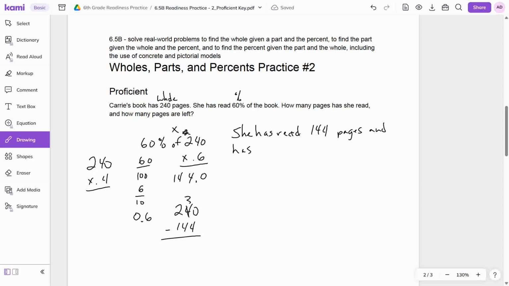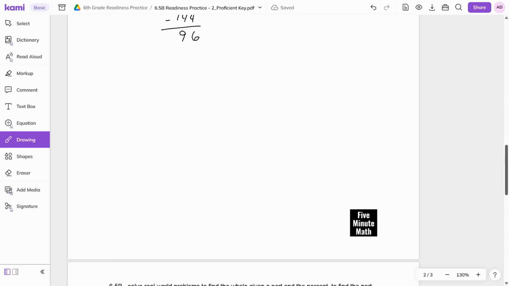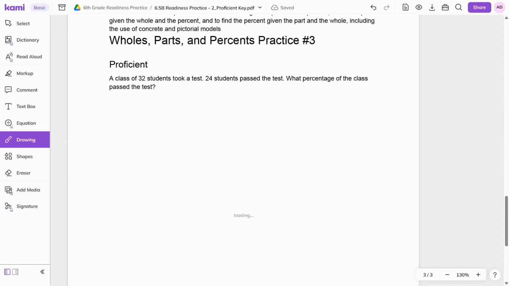So let's do both. It's going to be 6, that's 9, and it's going to be 96. It has 96 pages left. So you can do quite a few ways to get that extra amount of pages.